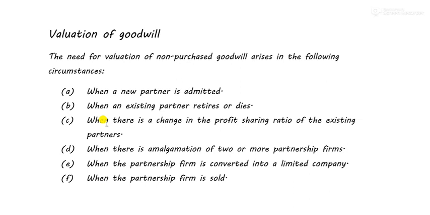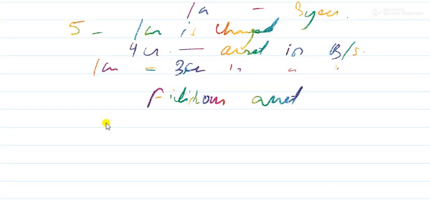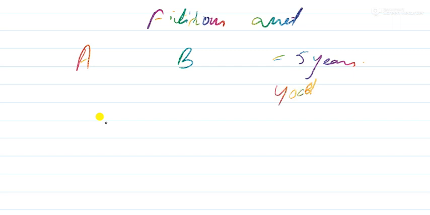First of all, understand this. Suppose there are two partners, A and B. They have been partners for 5 years. Now they have worked very hard for their partnership firm, and they have developed a brand name and reputation. In one word, they have developed goodwill. Everyone knows that the firm of A and B is very good, they provide very good services or products.